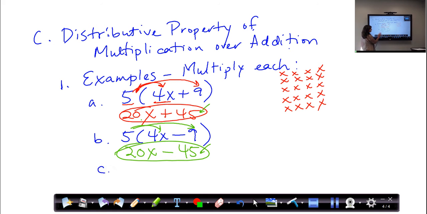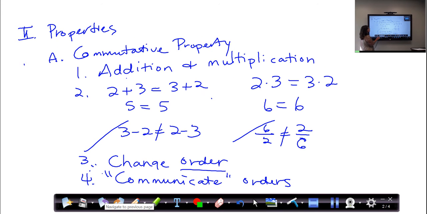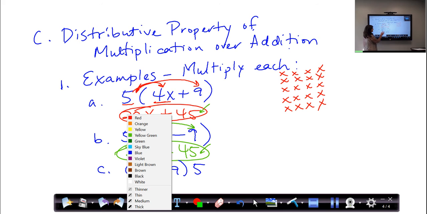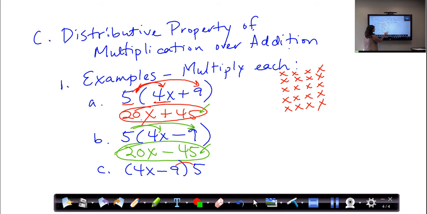Now, let's look at one last example on this one. Notice that in this one, the 5 is in the back. But remember, we said the multiplication was commutative, and that means we can change the order in which we multiply. So that tells me that it's okay to multiply with a 5 in the back. Not a big deal at all. The 5 is still up against the parentheses. It still indicates multiplication, and it still indicates that I'm going to multiply to everything inside that parentheses. So I'm going to kick it back that way.